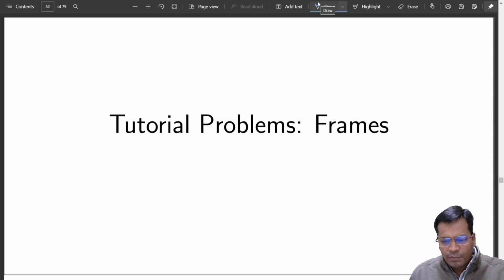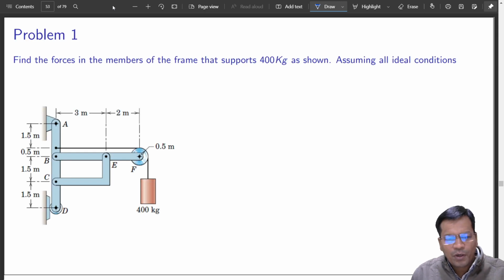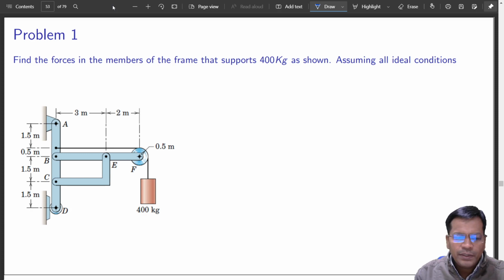So, tutorial problems on frames, how we go for it, let us see. First problem. First problem is this one. What all joints? You tell me where you can see two force members, where are three or more force members, which one is a pin joint, how many reactions will it have, what should be the direction?